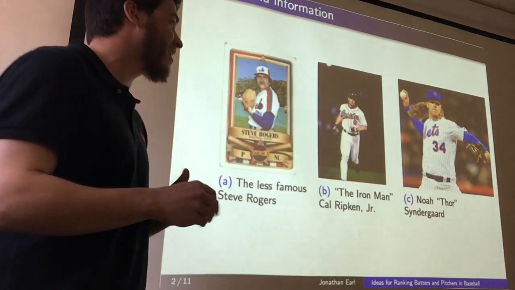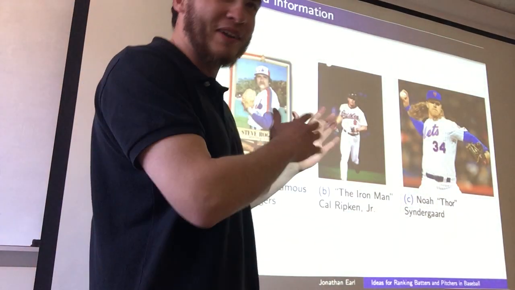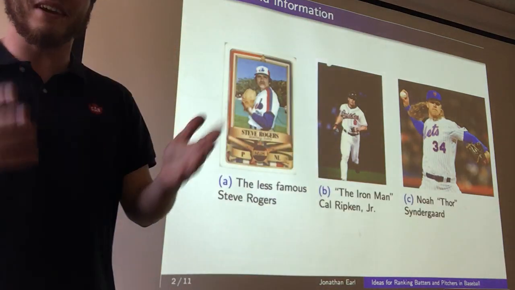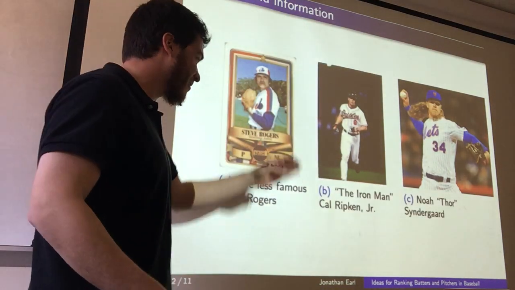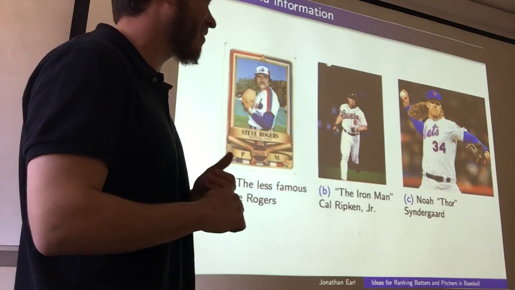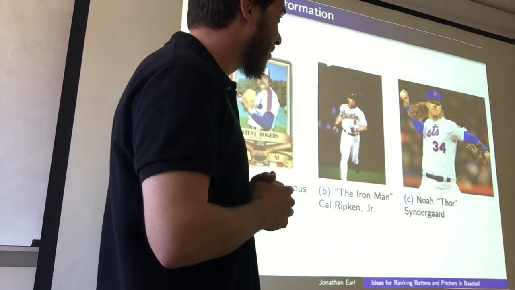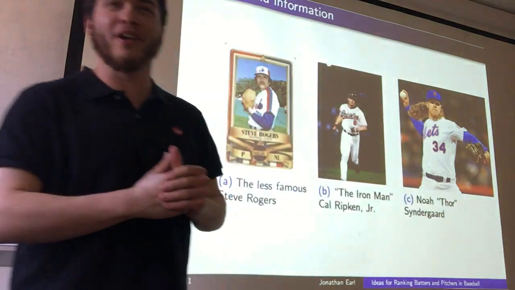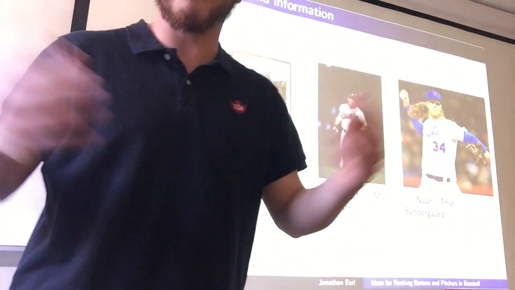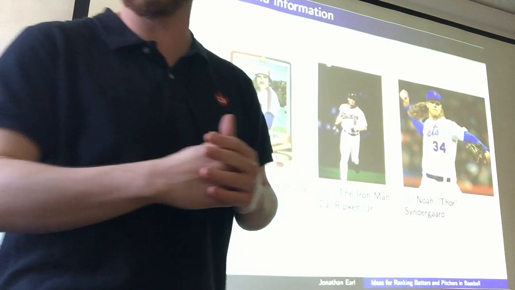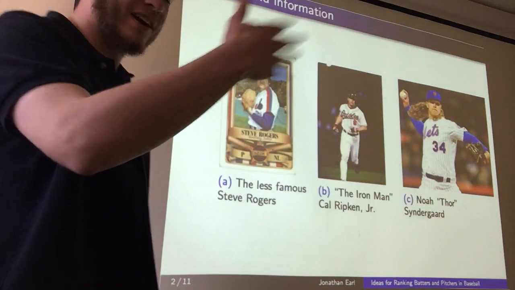I have no intentions of Endgame spoilers, but there are some baseball players that relate very nicely to the Avengers. We have a Steve Rogers who played for Montreal back in the 70s and 80s, Cal Ripken, whose nickname was the Iron Man, and Noah Syndergaard, with his long flowing blonde hair, gets nicknamed Thor, and he's also a big imposing guy. So I figured it all relates very nicely.